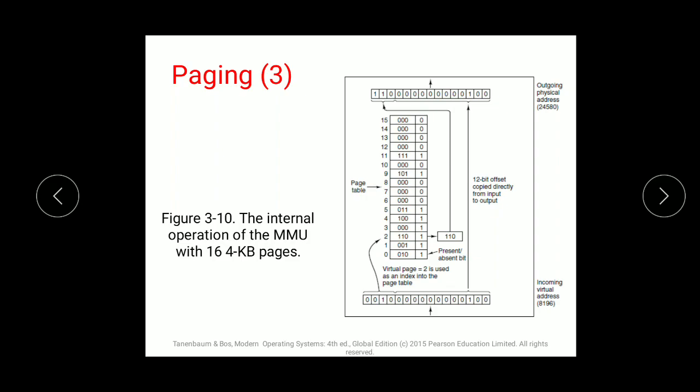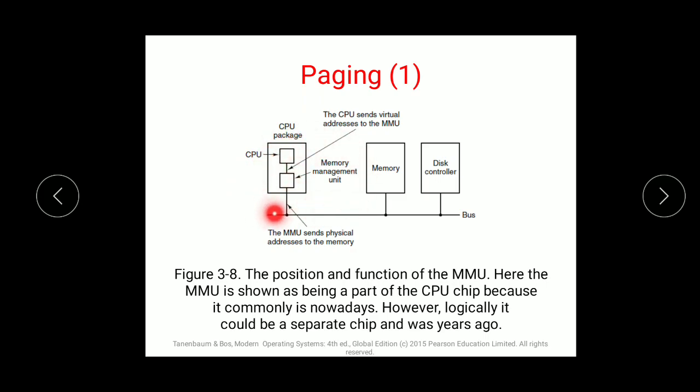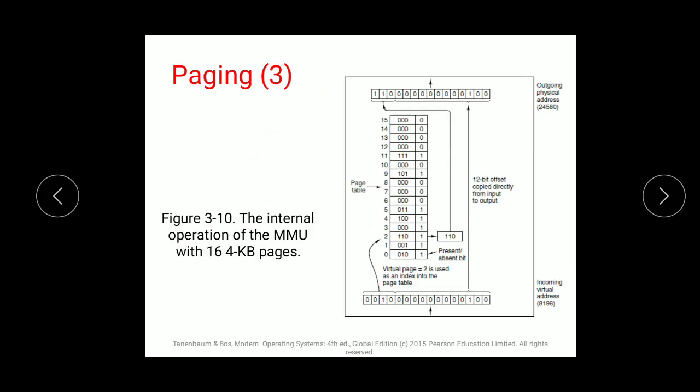Next is paging, the internal operation of the memory management unit. This internal operation is shown here: how each and every page table is arranged, how many bits are being given. Virtual page 2 is used as an index into the page table. A location is being shown, how it is divided, 110, how 110 is divided into bit maps, the outgoing physical address, then the incoming physical address, that is 1110. Once outgoing, how it will be divided. All these things are done in 4 KB pages, and here is how they are divided.